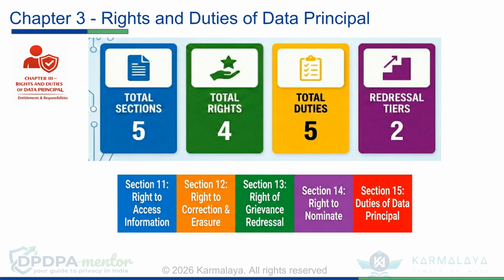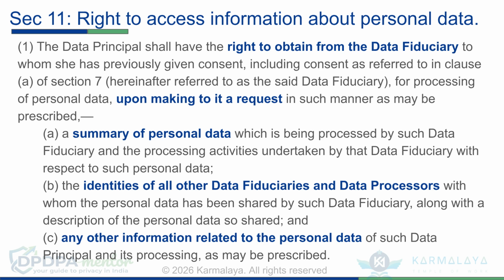This is a smaller chapter, and as discussed in Part 1, Chapter 3 on Rights and Duties of Data Principal covers 5 sections, detailing 4 main rights and 5 corresponding duties of the data principal, along with a 2-tier redressal structure. Section 11 is relating to the right to access information about personal data.